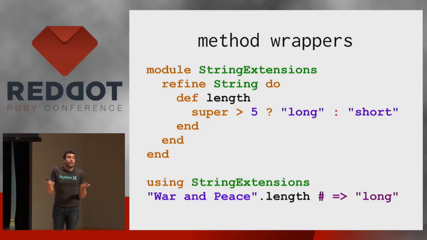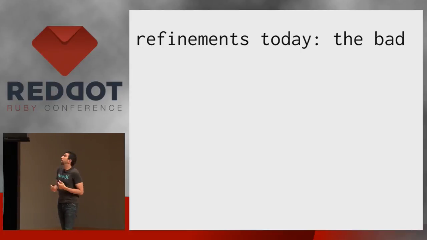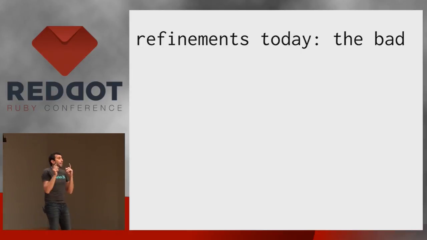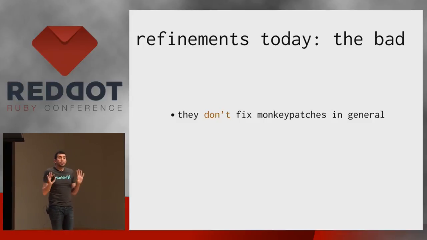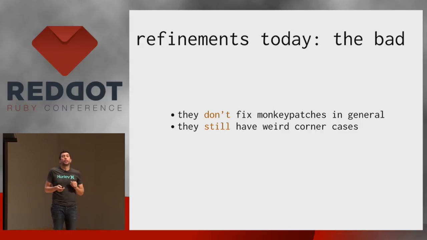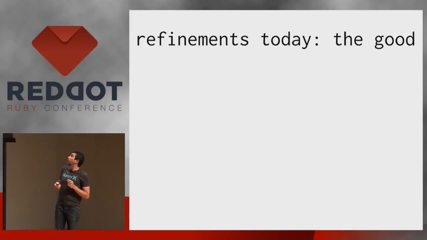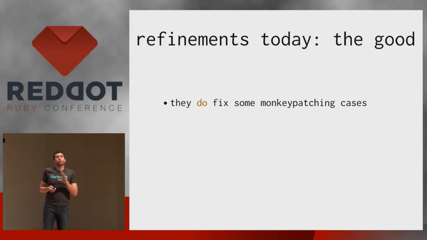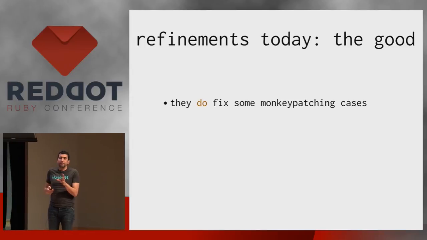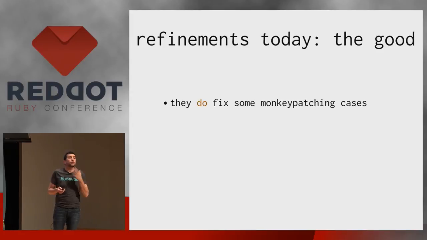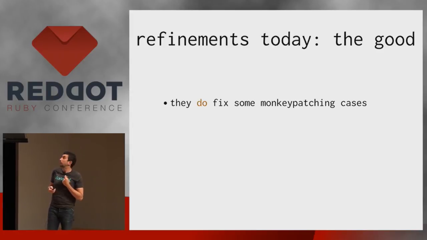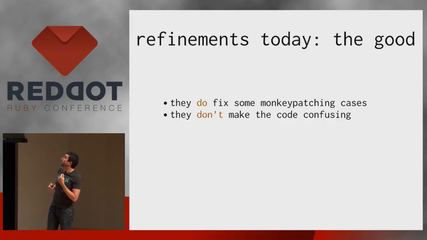Still, if you take a step back and look at the big picture, refinements today, lexically scoped refinements, do not fix monkey patches, not in the general case. And they still have a few surprising corner cases. On the positive side, they do fix monkey patches in some cases, or at some cost, like the cost of repeating your using into every file where you want to use the refined methods.